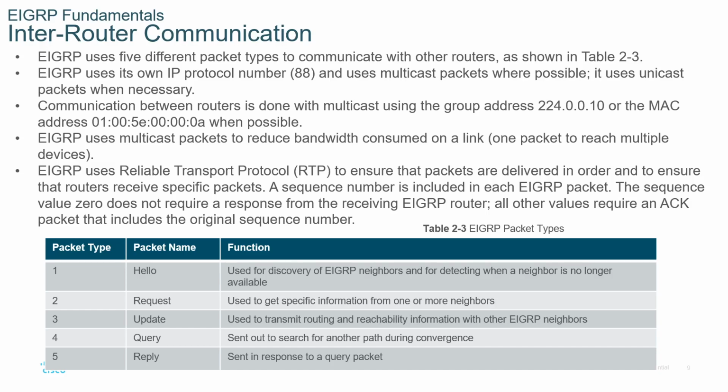It does this via messaging, which is five types of packets that are used to communicate with each other within the domain. Now, EIGRP is protocol number 88 within IP, and it is not a broadcast, it is a multicast protocol. It will use unicast when necessary, but it prefers to use multicast packets. That's its default way of communicating.